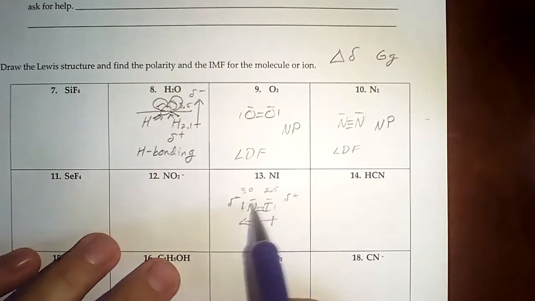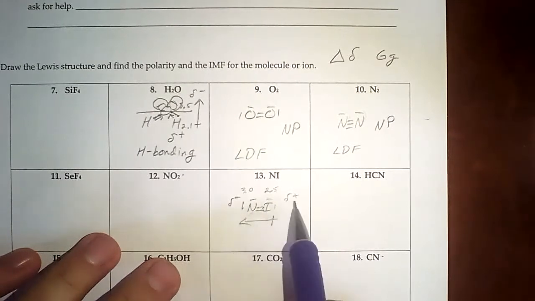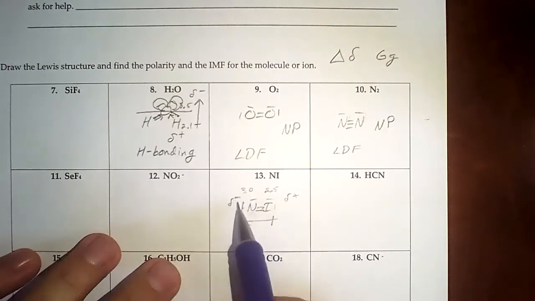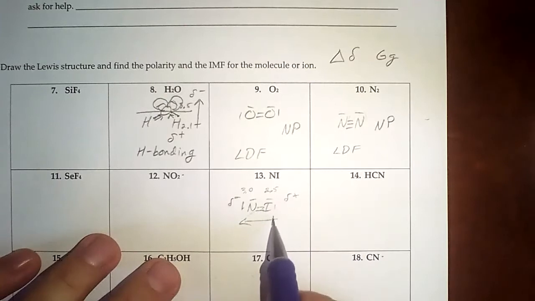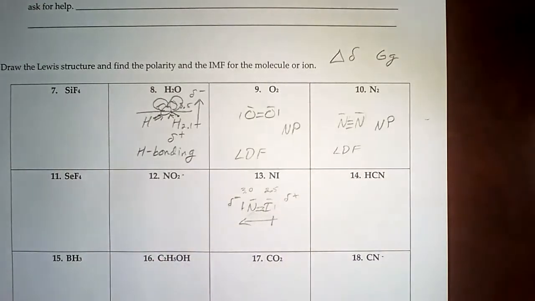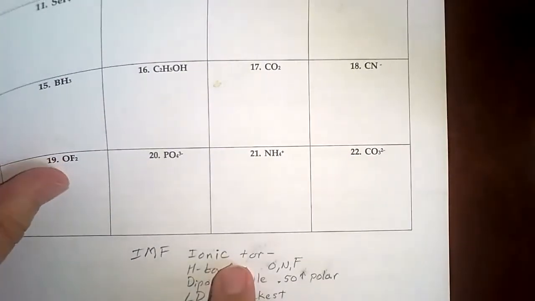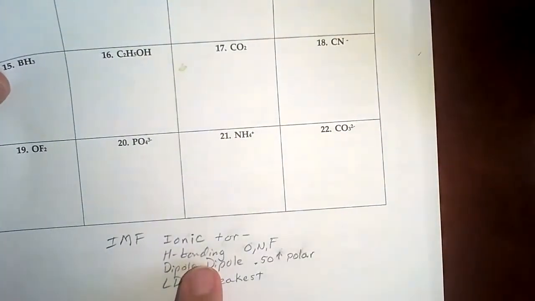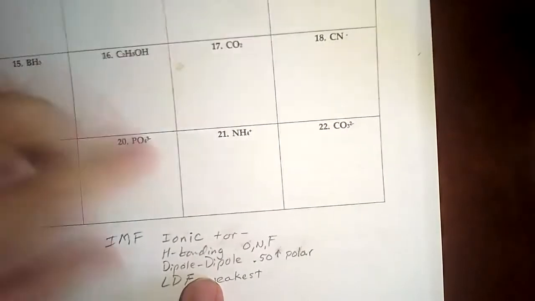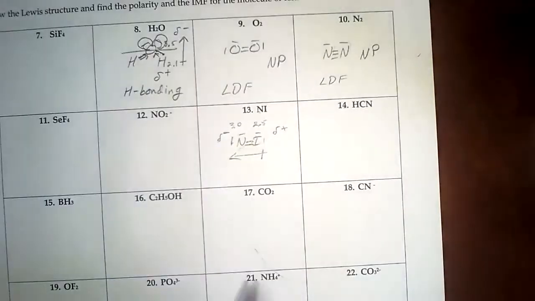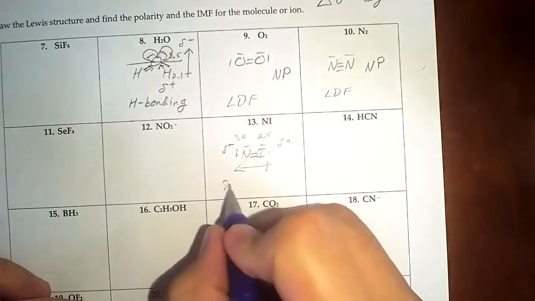So this will be the minus side and this will be the positive side. And so our polarity arrow points toward the left, toward the negative side, and I put a little plus sign on my arrow. So what's our IMF answer? Is the whole thing in the formula plus or minus? No. Is it hydrogen bonding? Doesn't even have hydrogen. Is it dipole-dipole because it's polar? Yes, it is. That's why I drew the arrow. And so the strongest intermolecular force here is dipole-dipole.